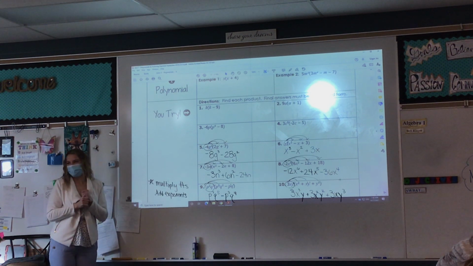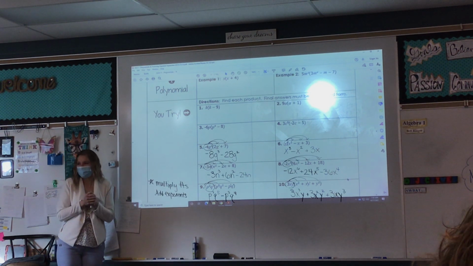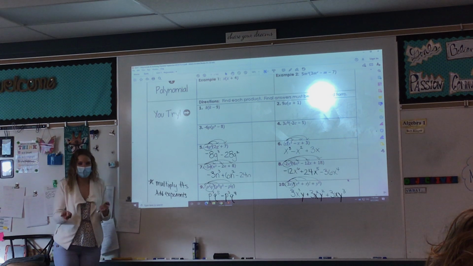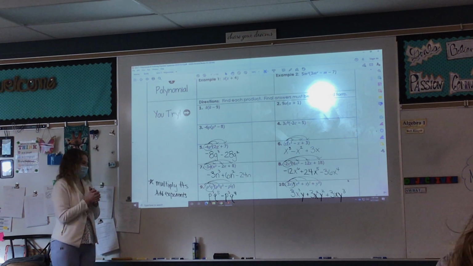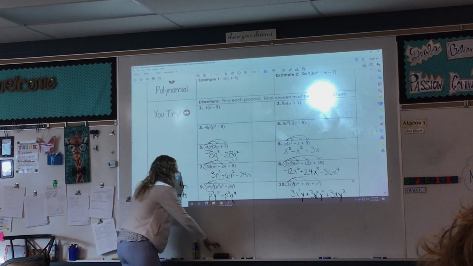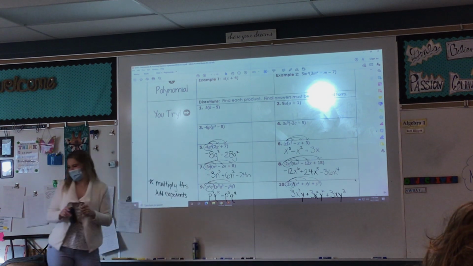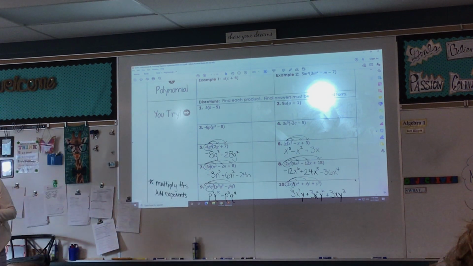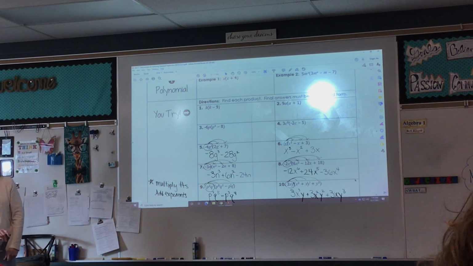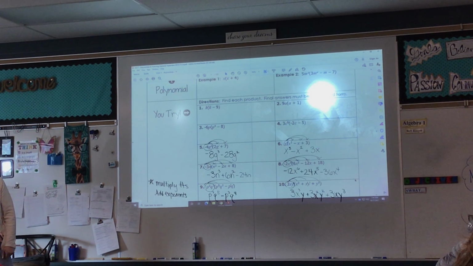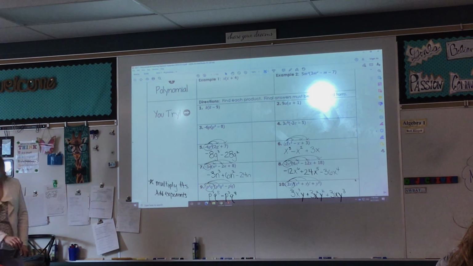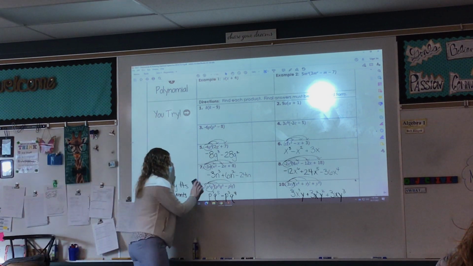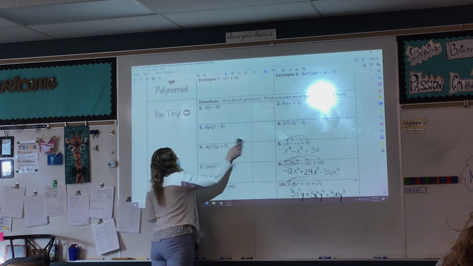How are we feeling so far? Is it making sense? Multiply your numbers, add your exponents. All right, wonderful. Take a second, make sure you have all that copied down, and we'll look at the rest on this page. I think we have 11 through 14. And then we'll add a little bit of addition and subtraction into that as well.